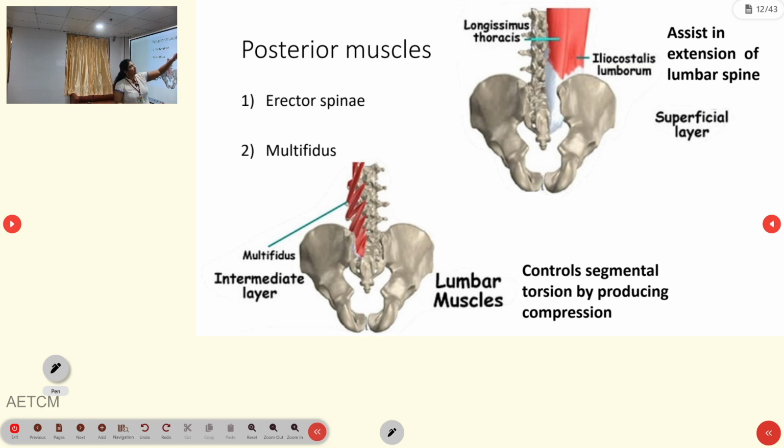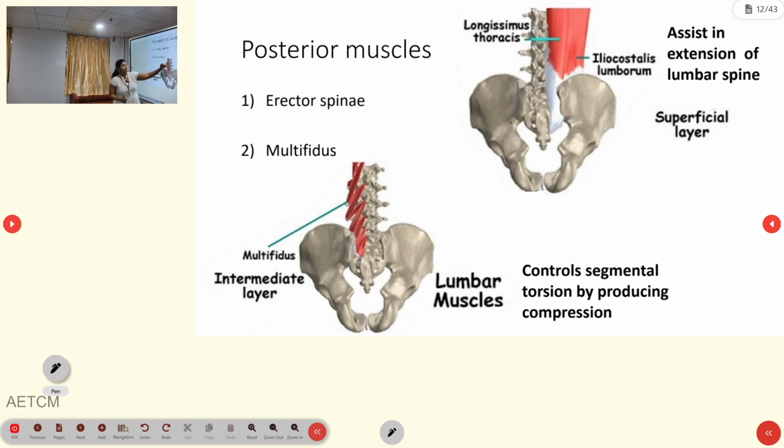The erector spinae are in two parts. One is the longissimus thoracis and the iliocostalis lumborum. The main function is that it assists in the extension of the lumbar spine. That's the erector spinae. Now multifidus is another muscle which is present in segments, and they are short muscles.